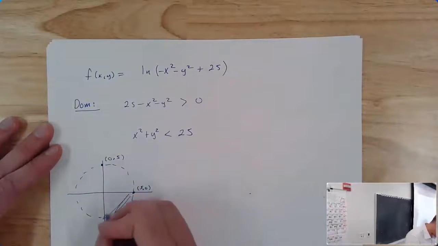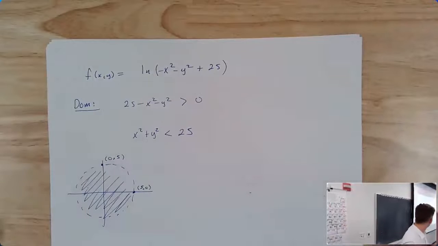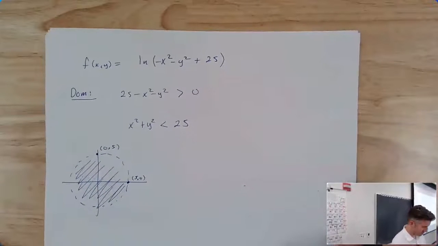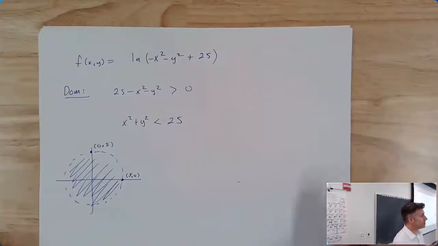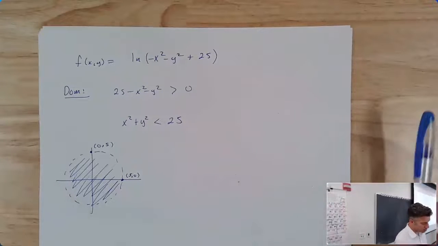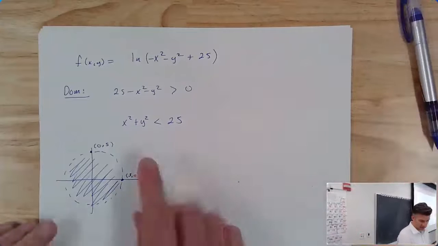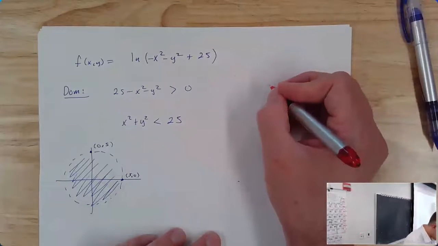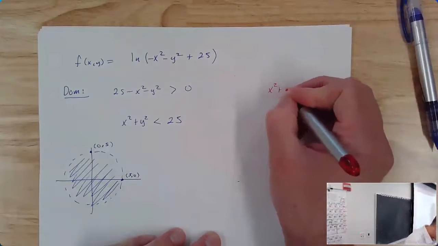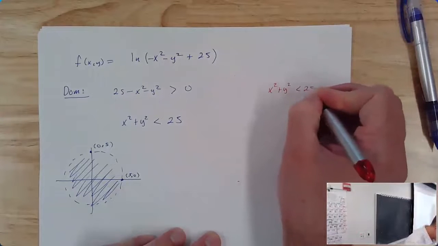And then you color it in. That's our domain for this particular problem. The range is also not terrible. And here's why the range isn't terrible here. We also know that if I have this domain, x squared plus y squared is less than 25.